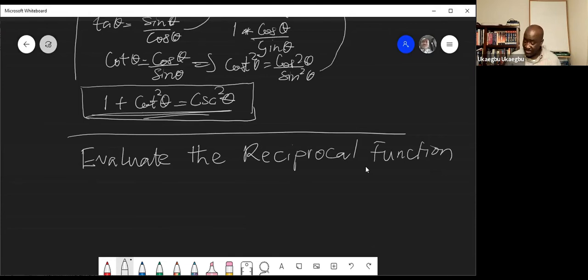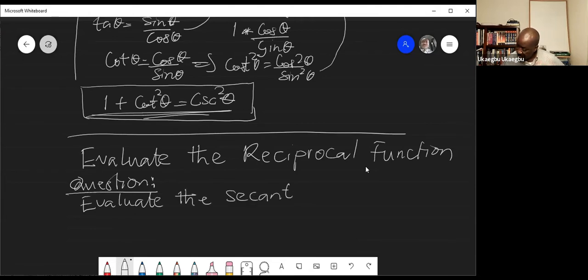All right. So now here's typically how the question is framed. Question: Evaluate the secant, cosecant, and cotangent of 135 degrees. I'm going to write it and then read it.